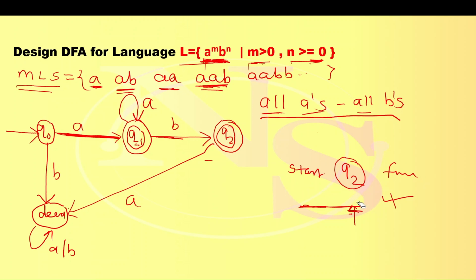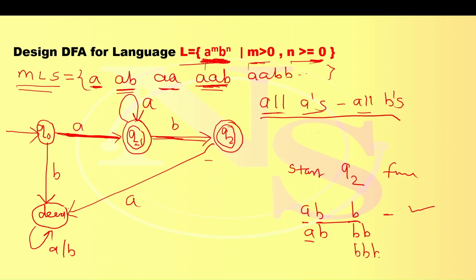Now similarly from q2, we need to find the transition for b. So write it. How to reach q2? From q0, by reading ab, we can reach q2. How to reach the final state from q2? q2 itself is a final state. Is this a valid string? a, b, b. Yes, after a, b's are coming. As per our language, all a's then all b's. It's valid. If at q2 two b's are coming, is this valid? Yes. a followed by triple b, all a's then all b's. If triple b is coming, ab as it is, this is also valid.